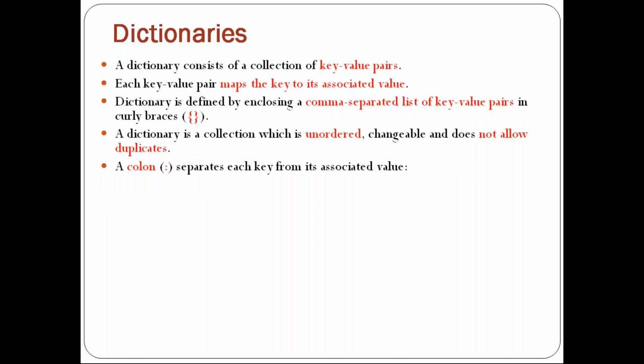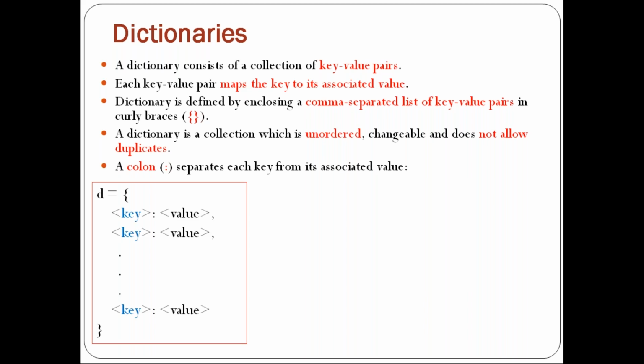And next one is the dictionaries. A dictionary is also a collection type which will be having key value pairs. Each key and its associated value are separated by a colon. It's going to be unordered. I mean, we can't make use of indices for accessing the elements from the dictionary. This is an example.